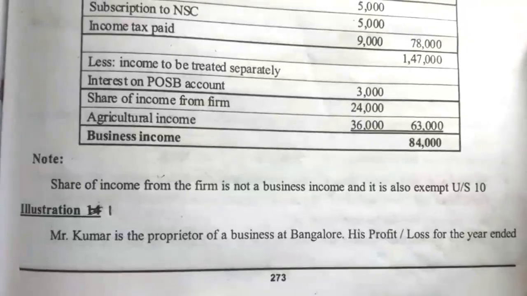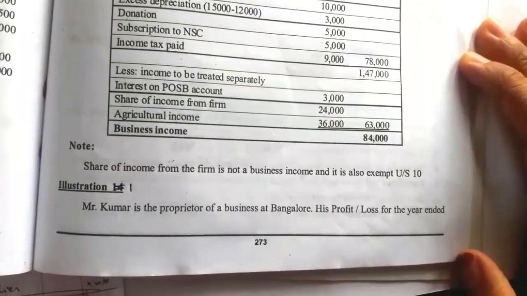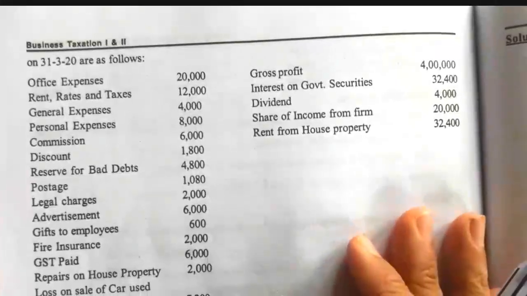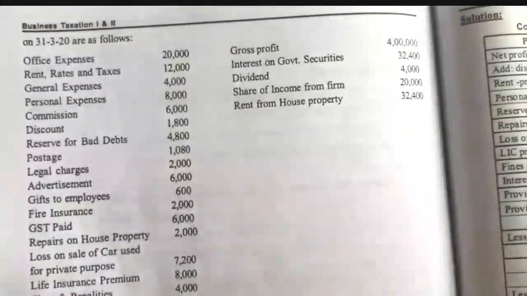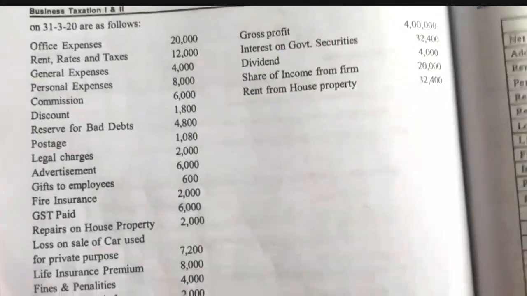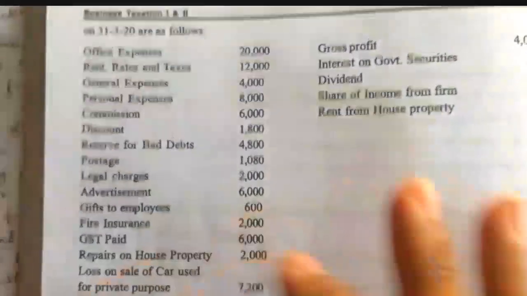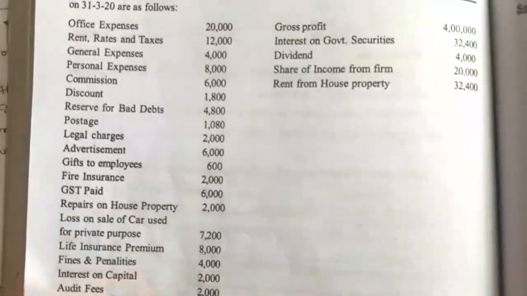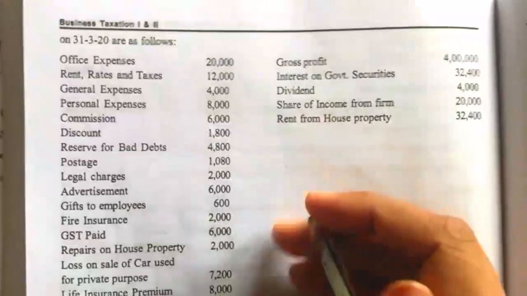So Mr. Kumar is a proprietor of a business at Bangalore. So he is the owner of a business at Bangalore. His profit and loss account for the year ended 31st March 2020 is given. So we'll see the debit side of profit and loss account one by one. If it is disallowed, then we have to mark it. Now see the debit side of profit and loss account one by one and find out which are the disallowed expenses here. So the first one is office expenses.